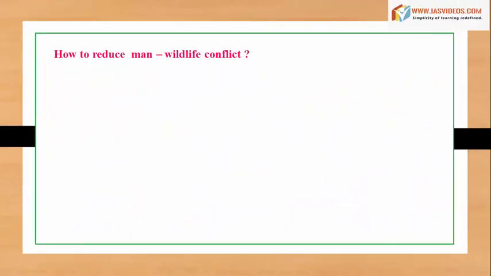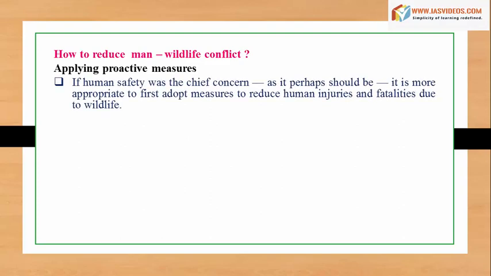How to reduce man-wildlife conflict. Applying proactive measures. If human safety was the chief concern, as it perhaps should be, it is more appropriate to first adopt measures to reduce human injuries and fatalities due to wildlife.